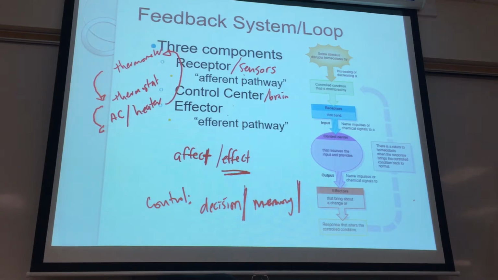Yes? What was the afferent pathway? Afferent pathway is from the receptor over to the control center. That's the afferent pathway. Things that go to the control center are afferent. Things that go out of the control center are the efferent pathway.